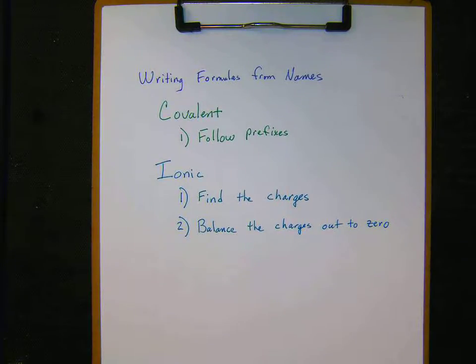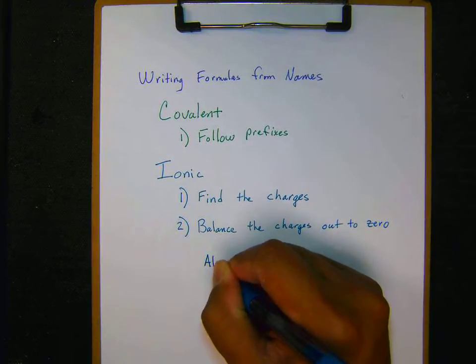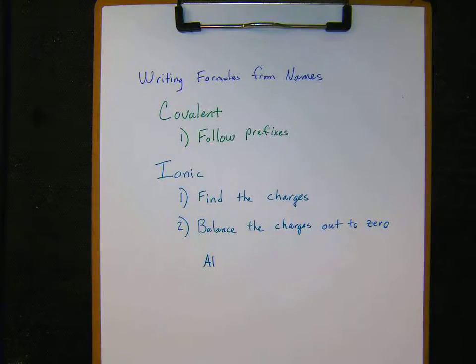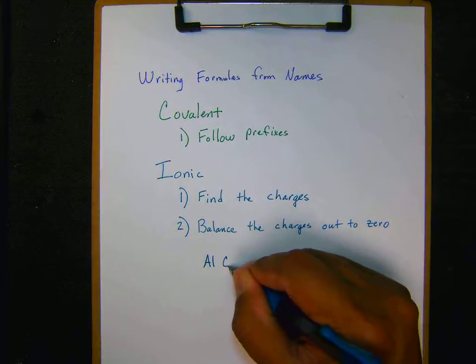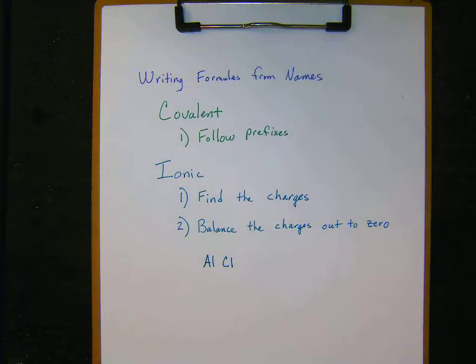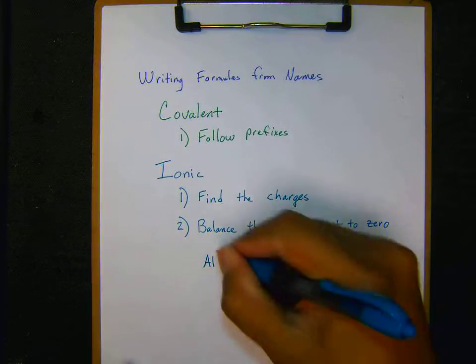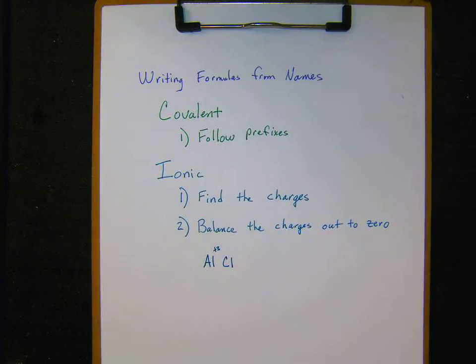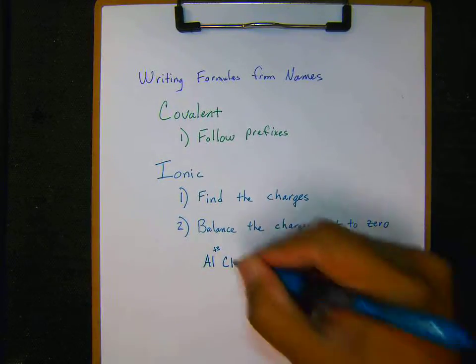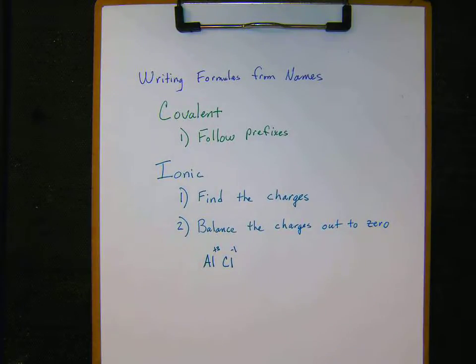All right, so to give you an example, let's say I had aluminum as my metal, and my nonmetal as chlorine. According to the periodic table, what's the charge of aluminum? 3, thank you. So the charge of aluminum is plus 3. And what's the charge of chlorine? Minus 1. If you were to add 3 and negative 1 together, do they equal 0? No. So which one would I need more of to make it 0?